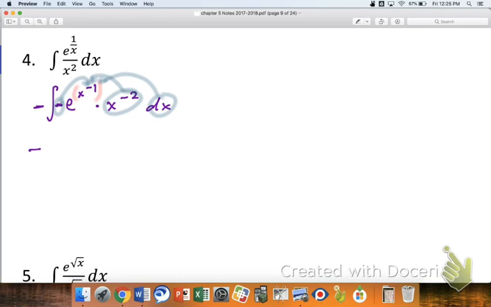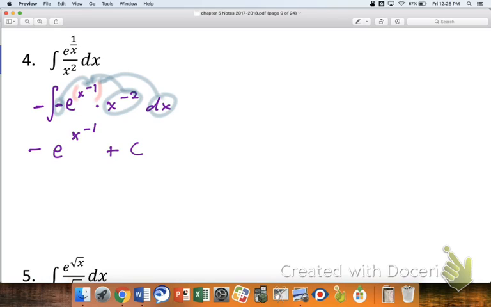And what's the antiderivative of e to the u du? E to the u, right? Easiest antiderivative of the year. The antiderivative of e to the u du is simply e to the u. So it would be the negative of e to the x to the negative 1 plus c. If you have any doubts about this, what could you do with your answer? Do a derivative. See if it matches the original integrand. And it will. It will.